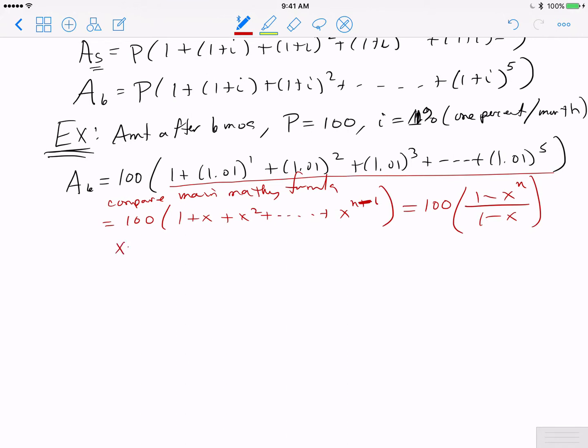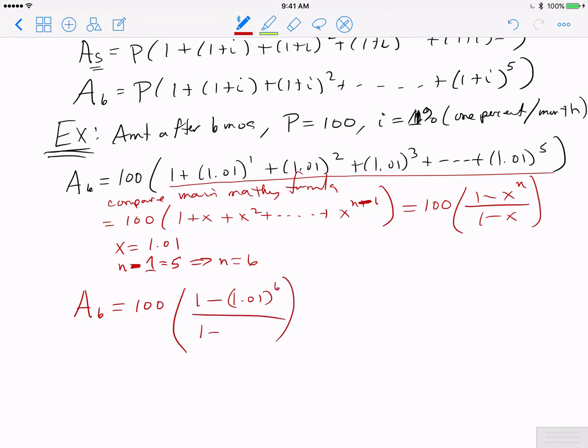It's only up to you now to determine what the variables in question are. So I think you can see here that x is equal to 1.01. And for our n value, we want n minus 1 to equal 5, which implies that n has to be 6. So this tells you that the amount after the 6th month is going to be $100 multiplied by (1 minus 1.01 to the 6th power) over (1 minus 1.01). And that would give you your dollar amount.